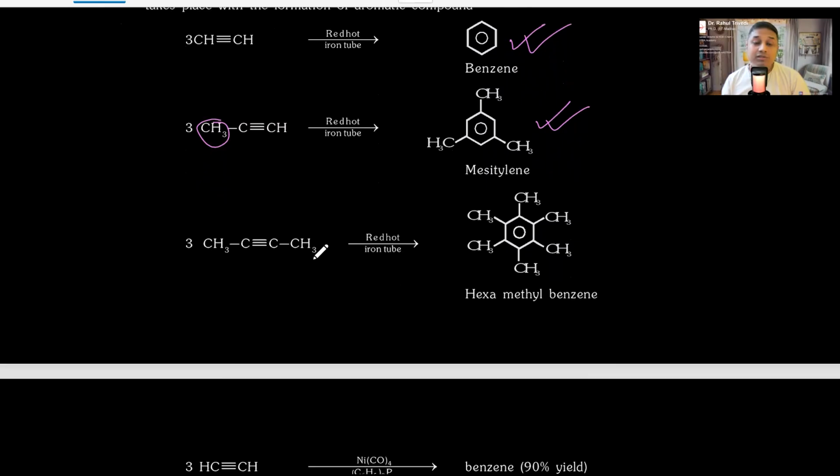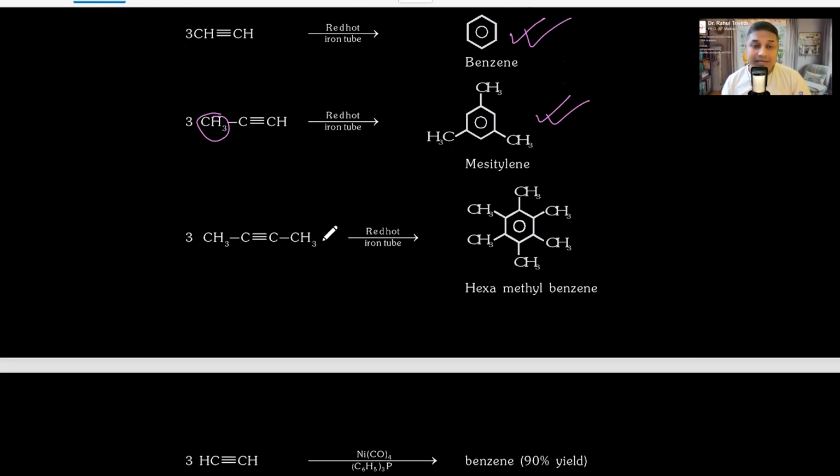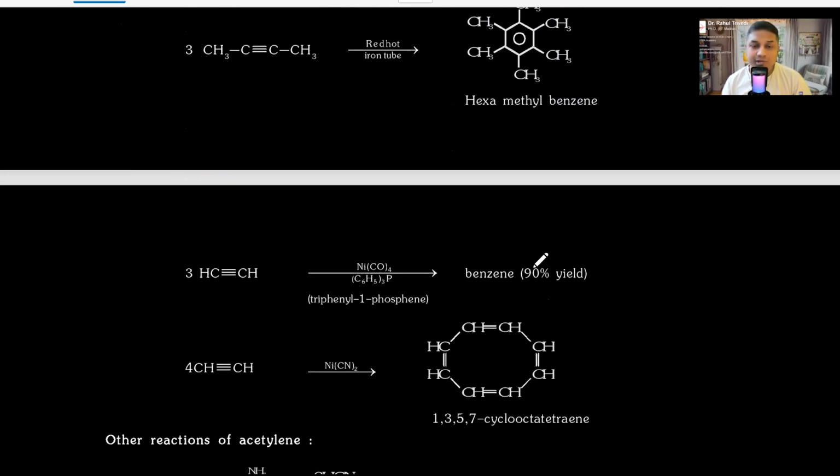Good. Then if you take this, at every carbon there will be one methyl group. Nice. Hexamethyl benzene. Good. Okay.